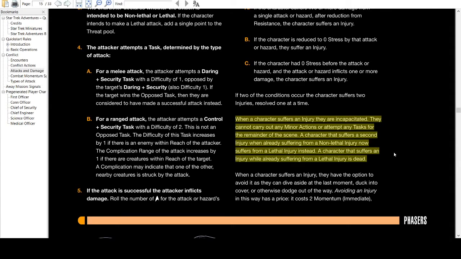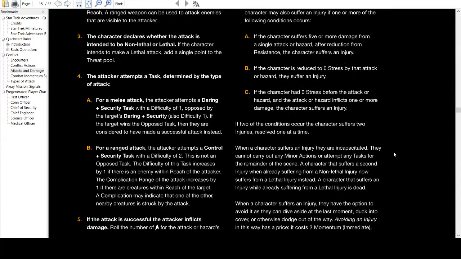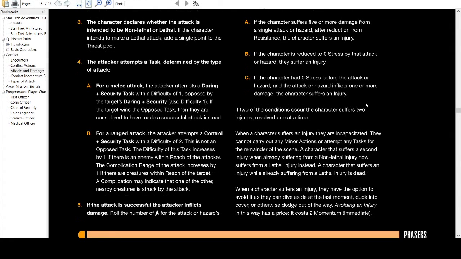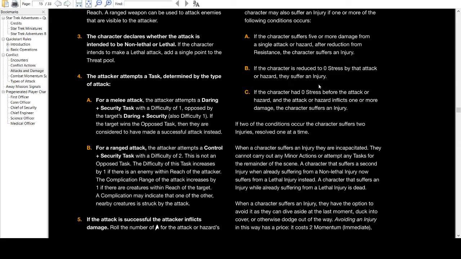So if I'm understanding this correctly, given a basic scenario where the character doesn't start out with any kind of injury, if they're dealt 5 or more damage after resistance, then they suffer an injury. If they are reduced to 0 stress, they suffer an injury. If they are already at 0 stress and take only 1 damage, they suffer an injury. So in a typical scenario, you incur an injury from any of these 3 scenarios. That means you have 1 injury, and it is possible for you to get 2 injuries from any 2 of the conditions.